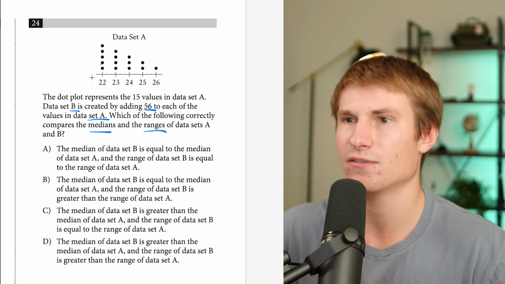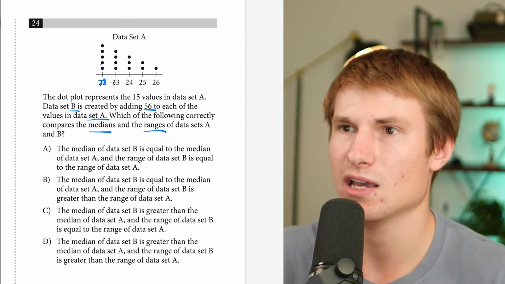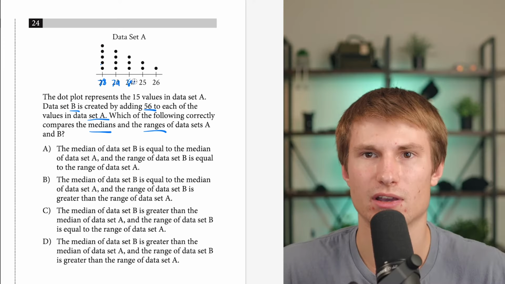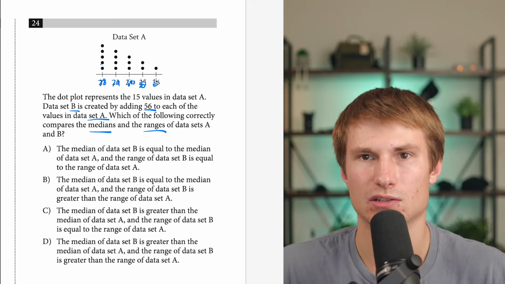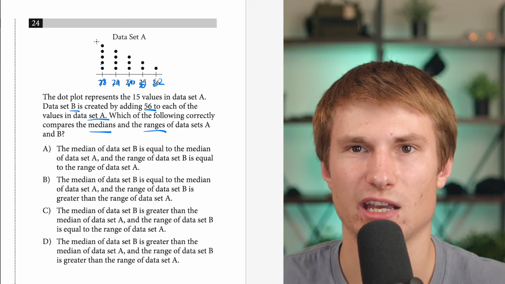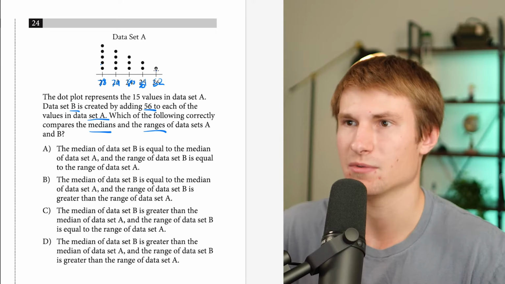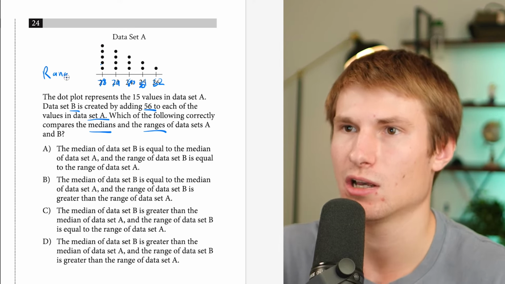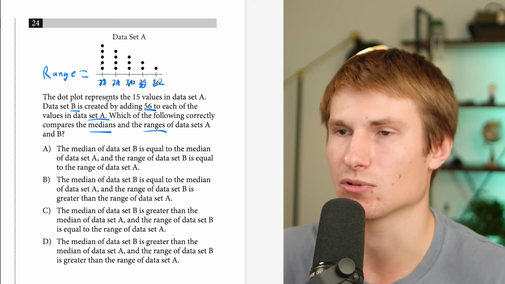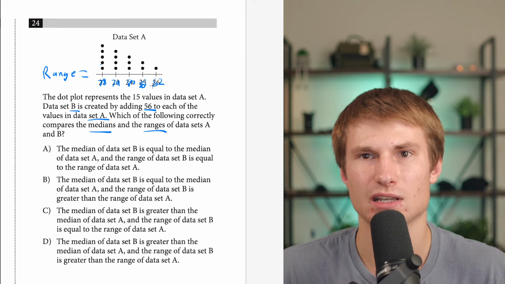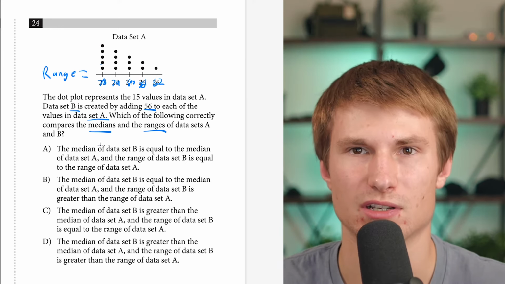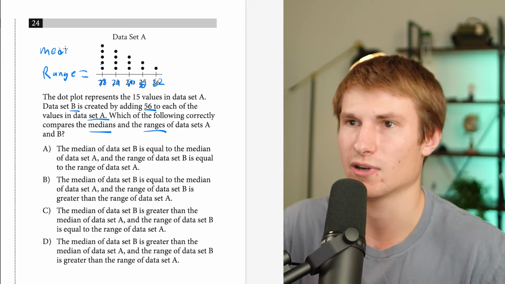All right, well, if we just add 56 to each of these, 56 plus 22 would give us 78, and then we'd have 79, and then we'd have 80, 81, and 82. So as you can see, the actual range doesn't change because we still have the same distance between our minimum and maximum. So range will stay the same. So I'll just write range is going to be the same, so I'll use equals there. And then we have medians. Now our median will obviously have to increase because every single value is going up by 56. So median goes up, range stays the same. All right, so let's go ahead and look at our options.